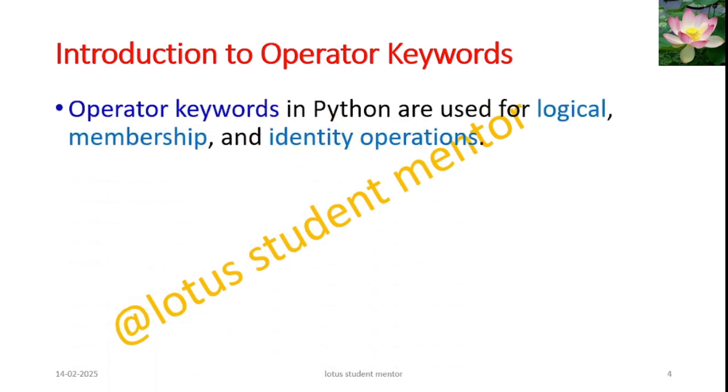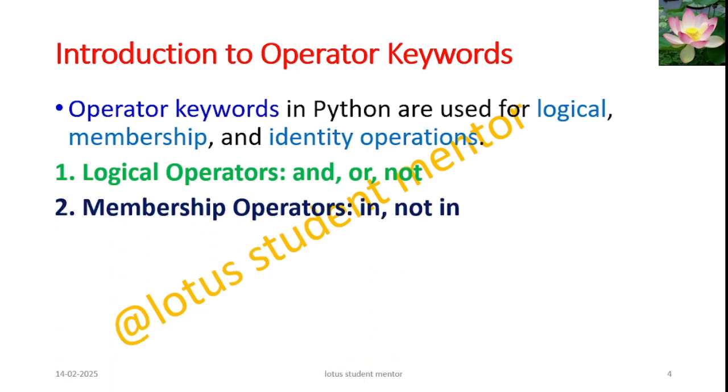These operator keywords are divided into three categories. One is for logical operations, another is membership operators, and the third is identity operators. Among these keywords, and, or, not come under the category of logical operators, whereas membership operators are in, not in, and identity operators are is and is not. These are the three categories of operator keywords.